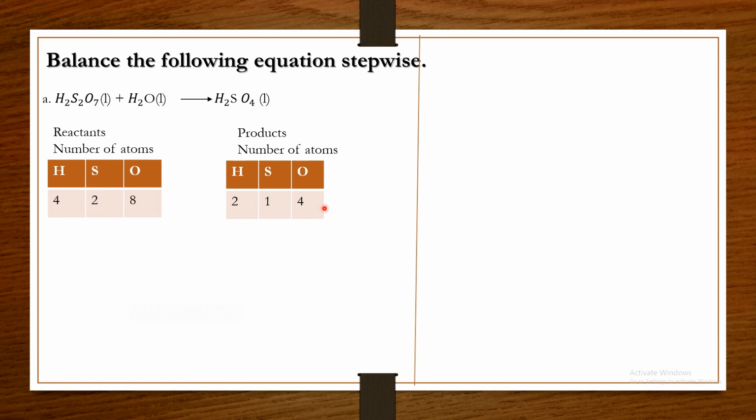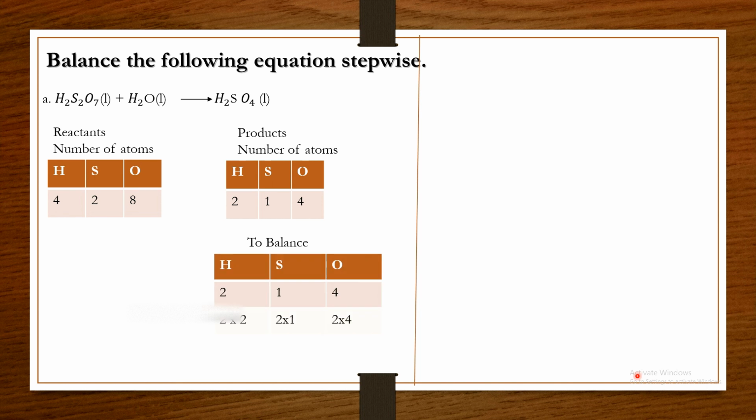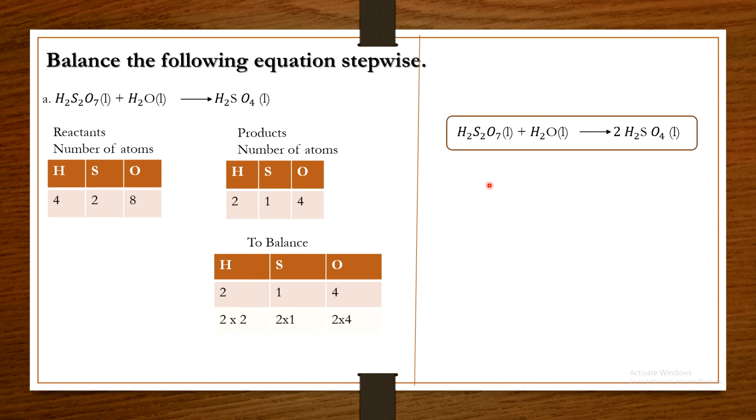If we multiply all these by 2, that means 2 multiplied by 2 is 4, 2 into 1 is 2, and 2 into 4 is 8. So our equation becomes, we have to multiply the product H2SO4 by 2, giving 2H2SO4. So now this is a balanced equation. Okay, let's take another example.